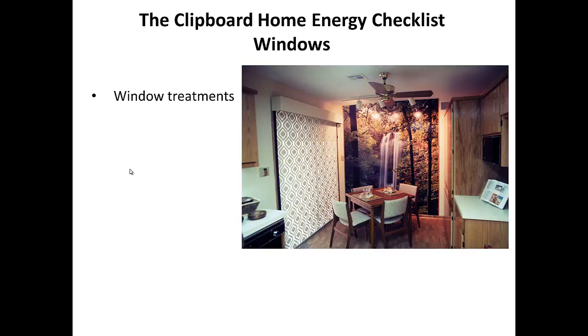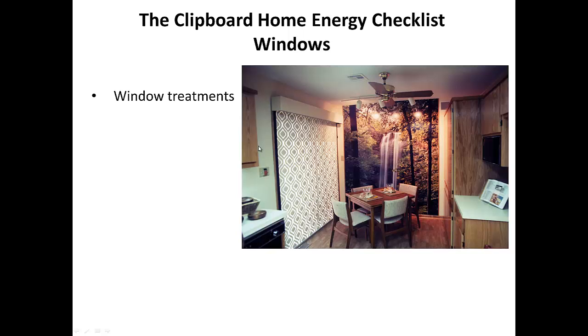On window treatments, there's many types of window treatments out there. This is a product called Window Quilt. It runs in a track down the side of the window. It has a little gasket here, and it rolls up behind this valance here.